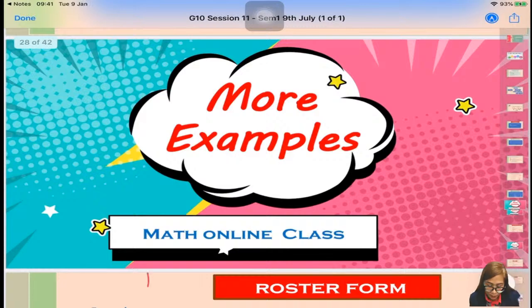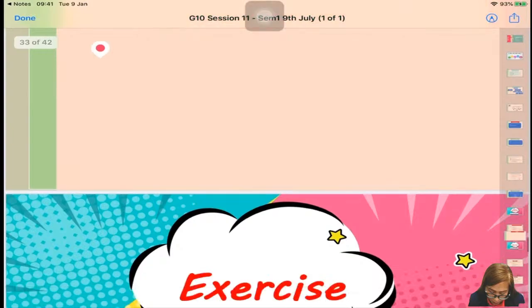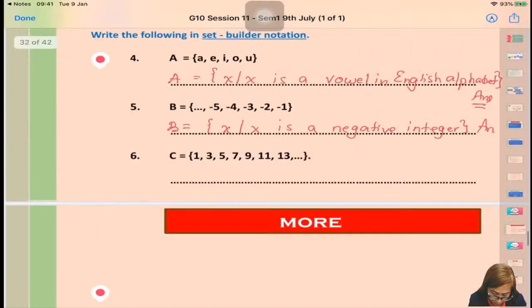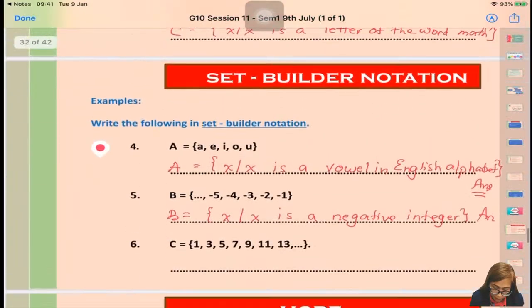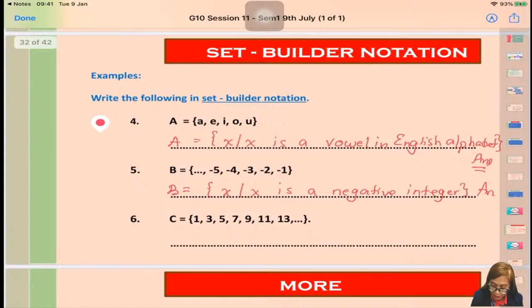Let me go back to this. Okay, so this is another way of writing set B.